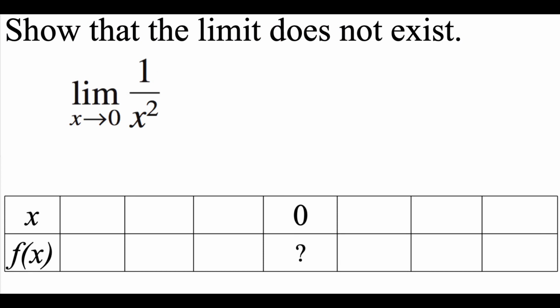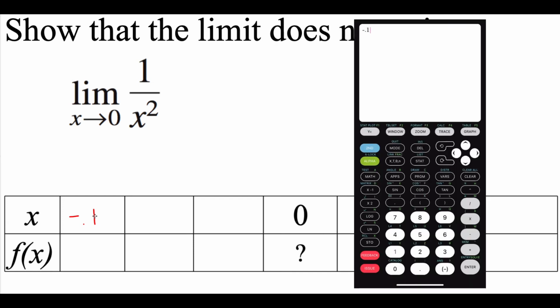Taking a look at our next example, again, we're going to show that this limit does not exist. We're trying to approach 0, but we can't plug in 0 because that would give me 0 on the bottom of the fraction, and we can't divide by 0. So I want to approach 0 from each side. I'm going to start on the left side with negative 0.1 because I want to choose a number that's close to 0, but then gradually get even closer from there. So I'm going to take negative 0.1 and store it in my calculator, and then plug that into the function, and I get 100 as my answer.